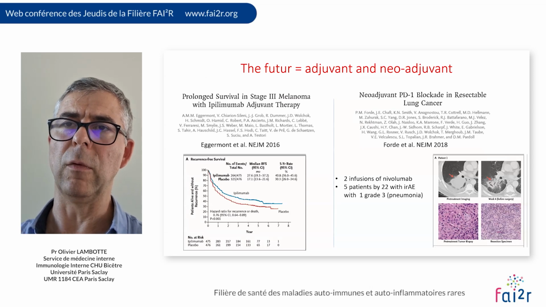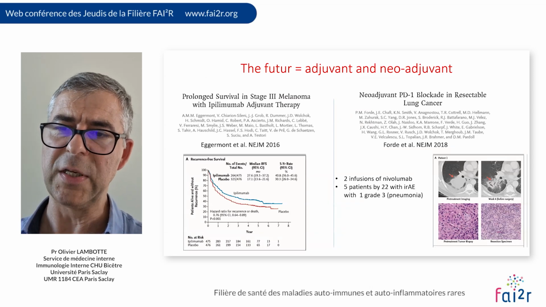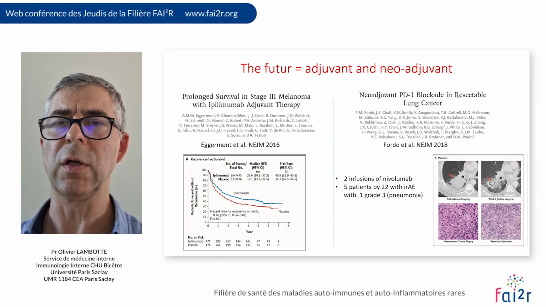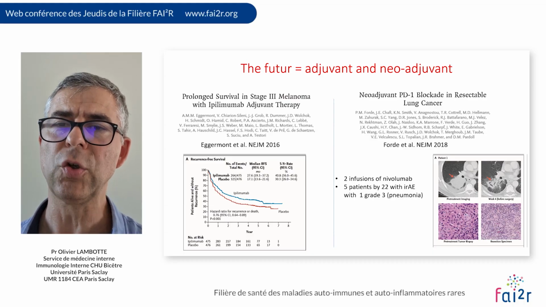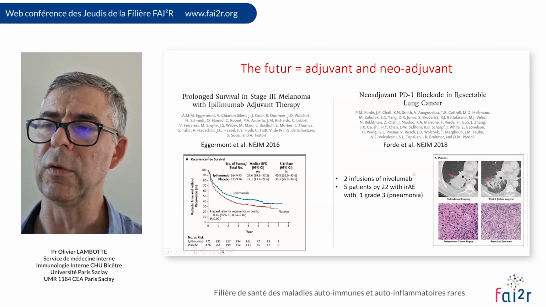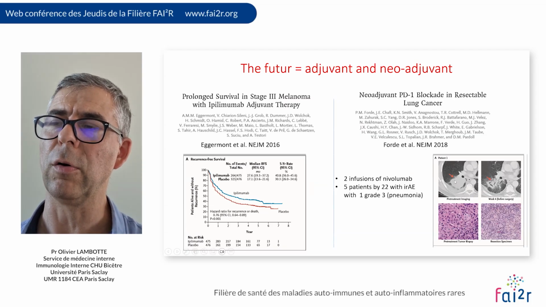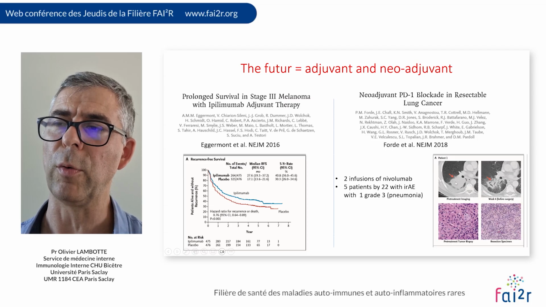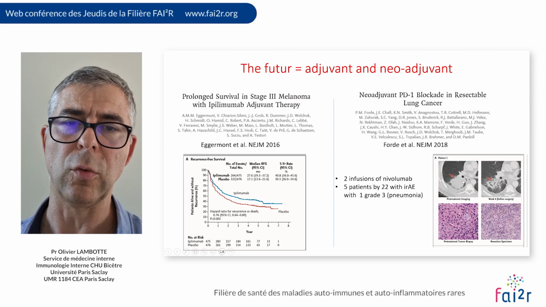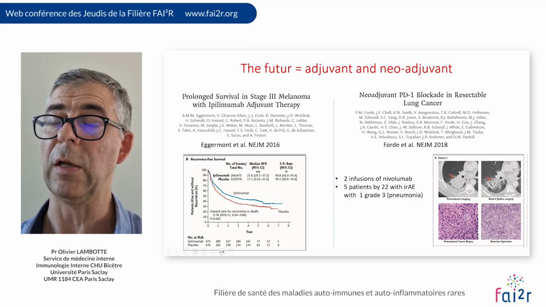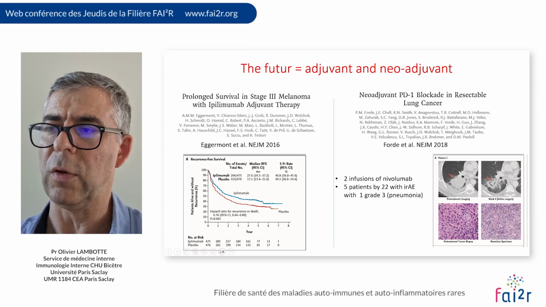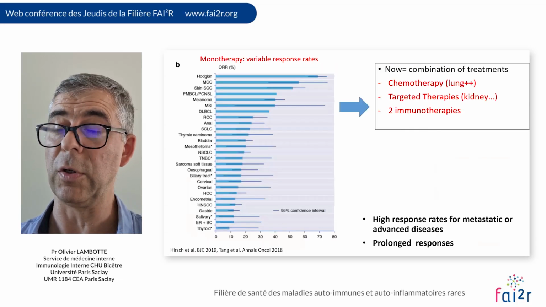At the beginning, the patients who received these treatments were metastatic patients. Because of the efficacy of these drugs, now patients are treated in adjuvant settings and also in neoadjuvant settings. Neoadjuvant here means that you have lung cancer, which cannot be operated. You give 2 infusions of nivolumab, and you recover the capacity to remove surgically the tumor. And for some patients, just with 2 infusions, the cancer cells have disappeared.